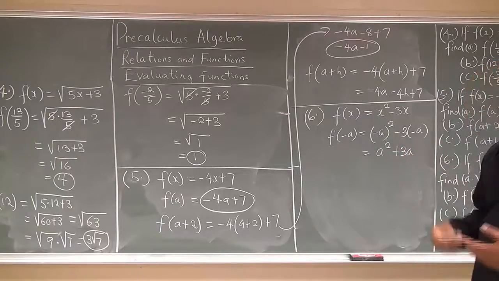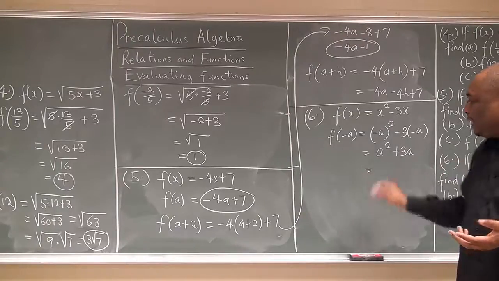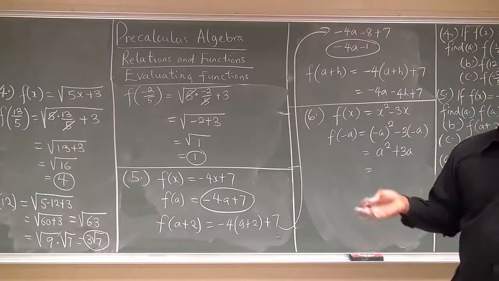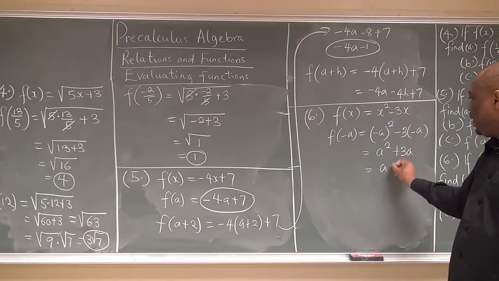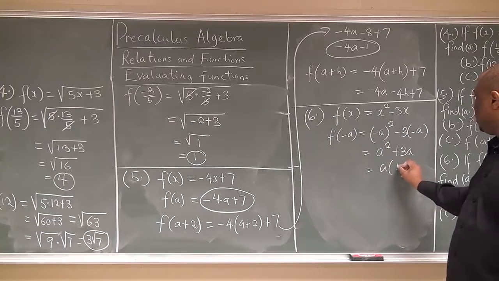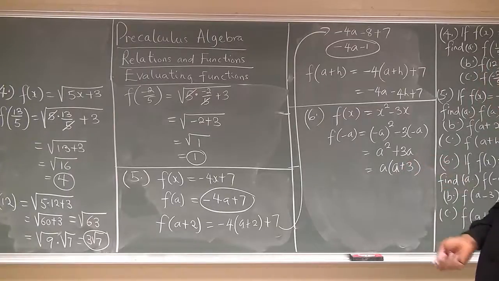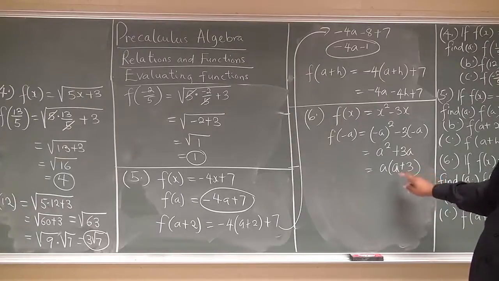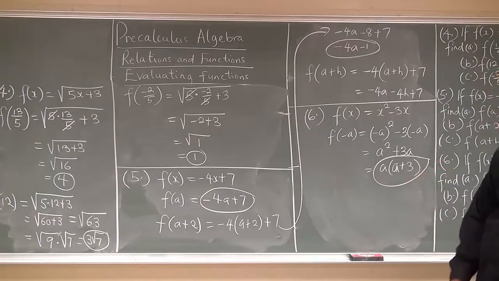And if you like, you leave your answer like this. What would I prefer you to do? I would prefer you to leave it in the factored form. You can factor by GCF, and this will now be a times a plus 3. So if you leave your answer like this, that's okay with me. If you leave it like this, best. Okay? Best. I would like it here, like this, to show me you know factoring.